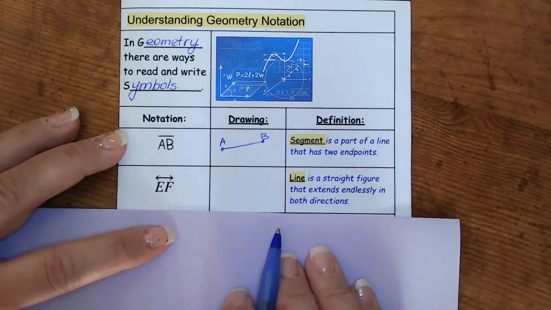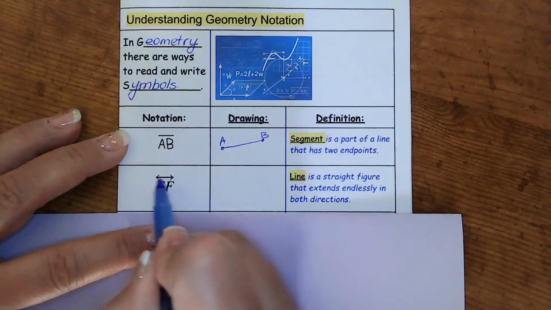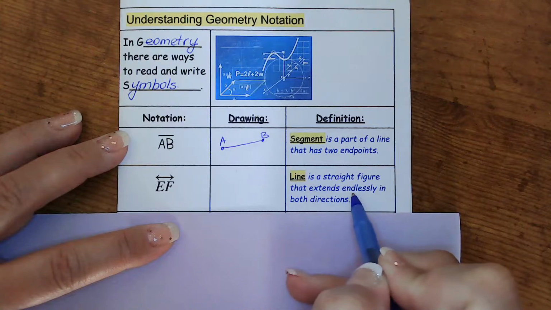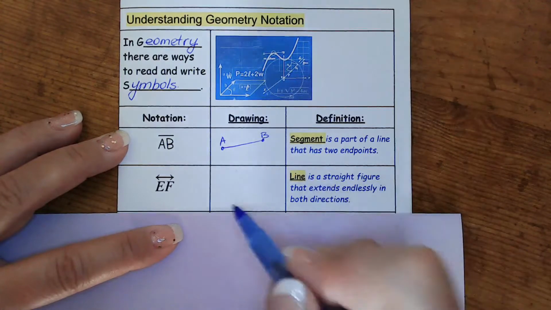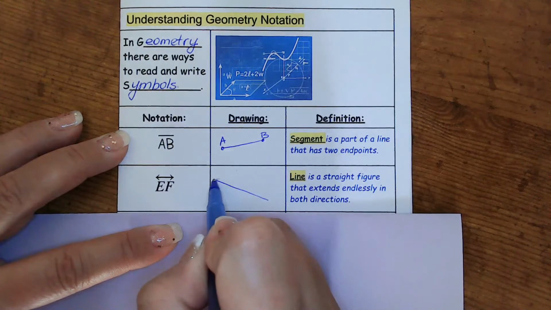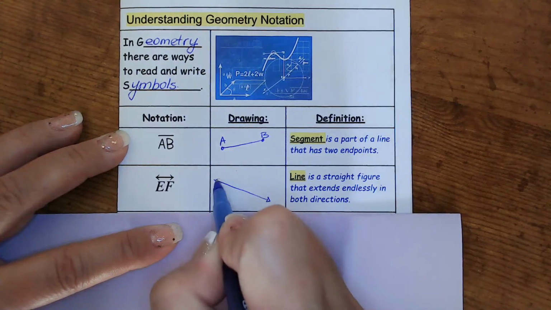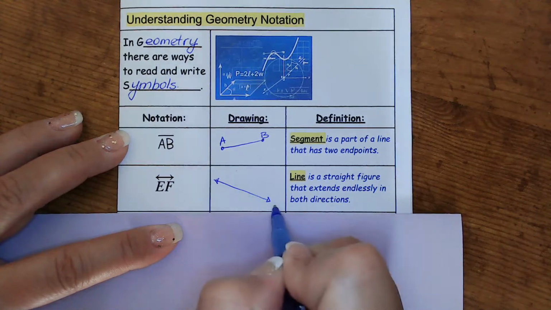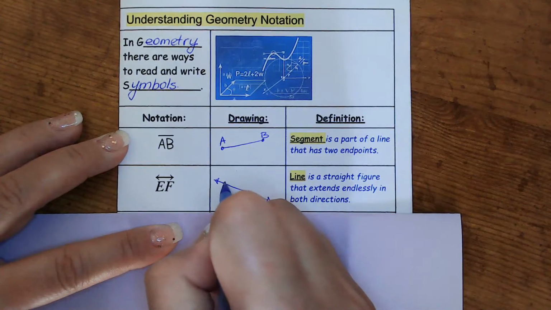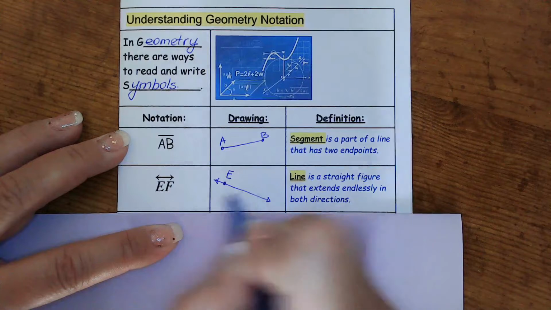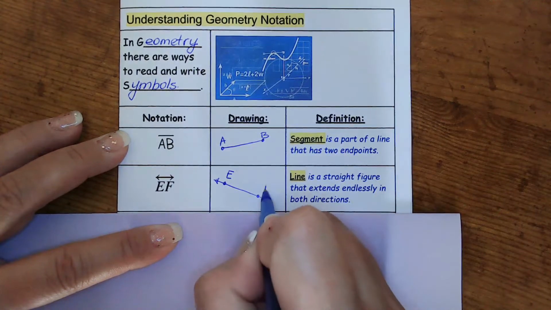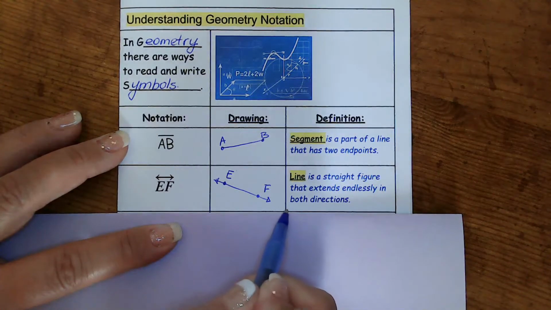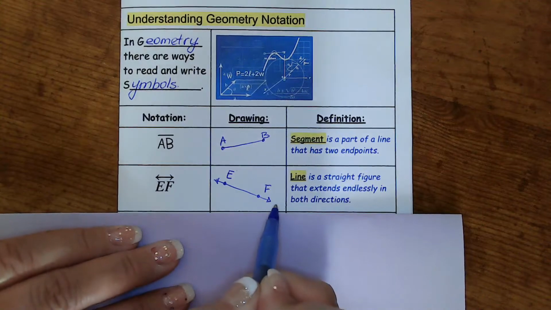A line has these two arrows on the side. That represents a straight figure that extends endlessly in both directions. So let's say if I was to draw a line, I would put two arrows showing this endless direction in both ways, and then I have to have E and F points on the line, showing that this line goes through EF. I can read it backwards, FE, and it's endless in both directions.